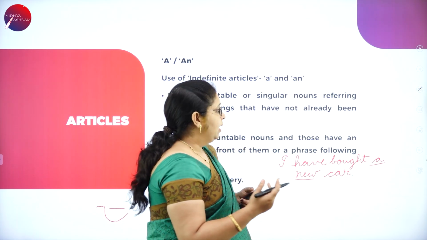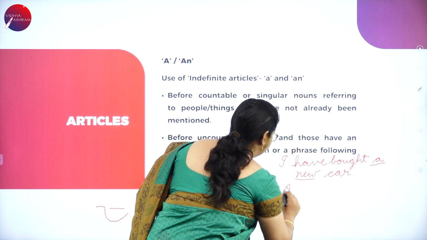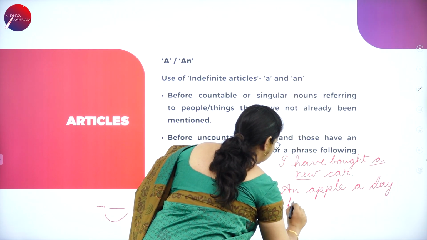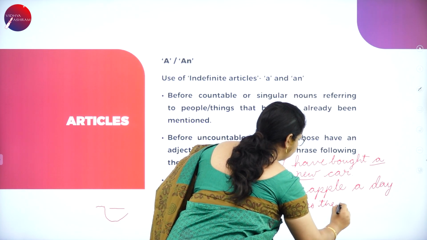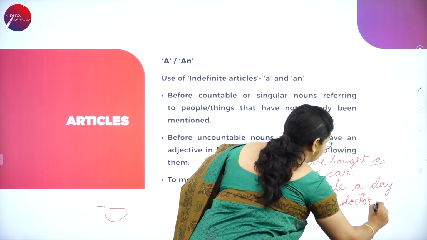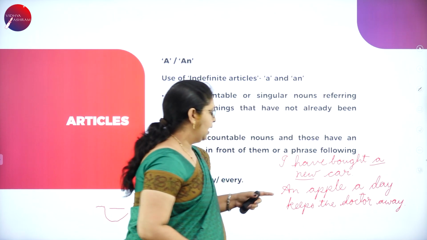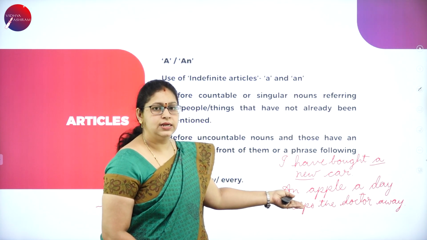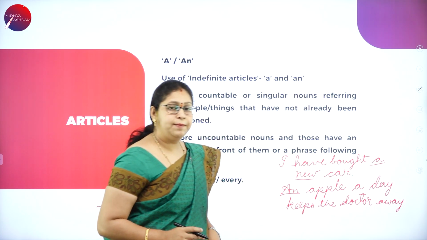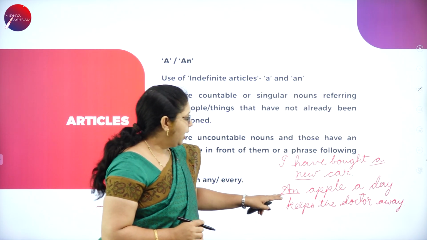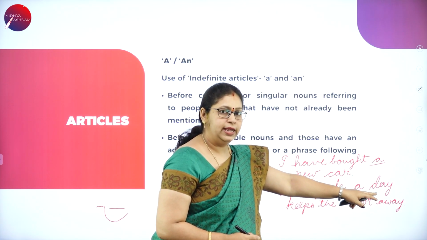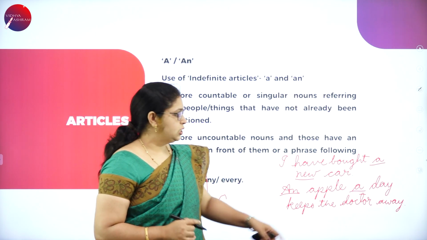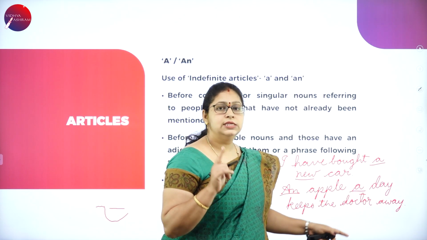So, let us take an example like: an apple a day keeps the doctor away. This proverb has all three articles in it. An apple, as it is before apple, a sound. A has a sound. So, an apple a day. Day is a consonant sound, it starts with D. So, here we are using the indefinite article a, because it is before a consonant sound word and it is singular.